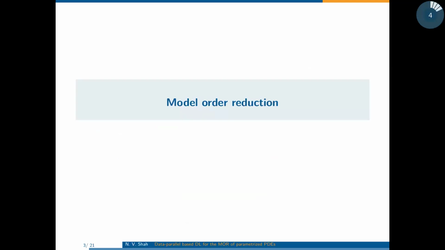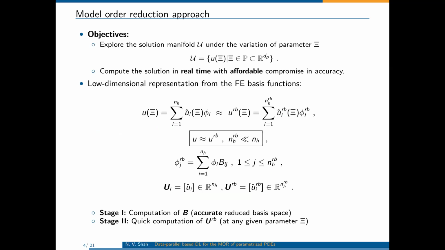And this is where model order reduction comes into play. As I said, our objective is to explore the solution manifold with respect to change in parameter. However, computing the finite element solution of the large scale system of equations will be computationally expensive, if not infeasible. So we want to use model order reduction to represent only the lower dimensional representation of the finite element solution, which can capture the parametric dependency. Often it turns out that there is a lower dimensional representation which can capture this parametric dependency. We would like to use this representation and compute the solution in real time. But of course, it comes with some affordable compromise in accuracy because it is lower dimensional, so we have discarded something.